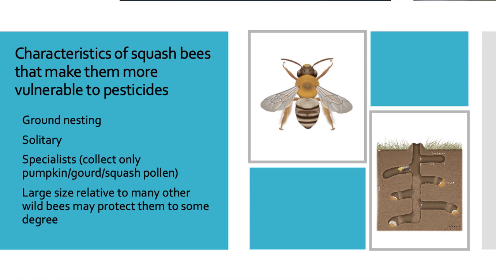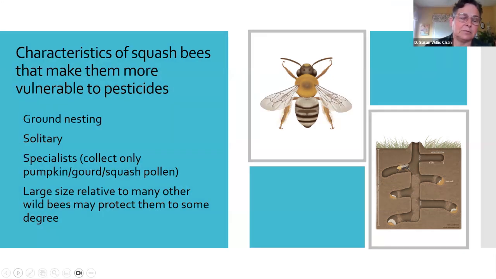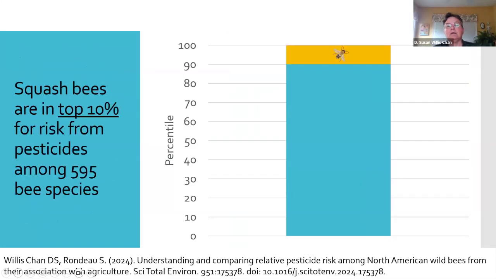Squash bees have some protection because they're fairly large in comparison to many other wild bees, and so they have a lower surface to volume ratio, and this protects them from contact pesticides. I looked at the relative risk among wild bees to pesticides on the crops that they visit. And what we found is that squash bees are in the top 10% for risk from pesticides among 595 bee species. It's not the only bee, but it's in the top 10%. So that's also a cause for concern.